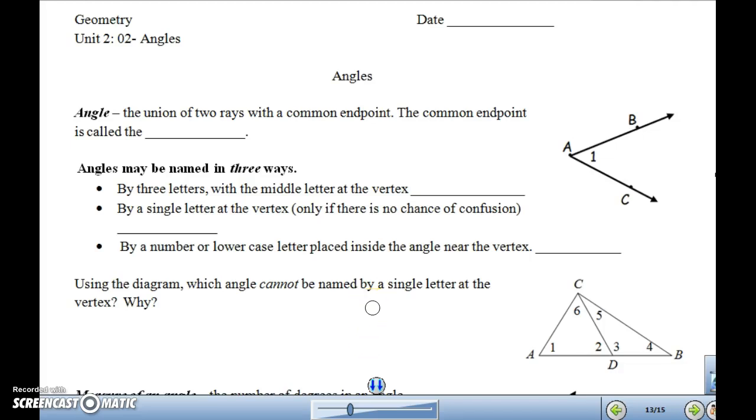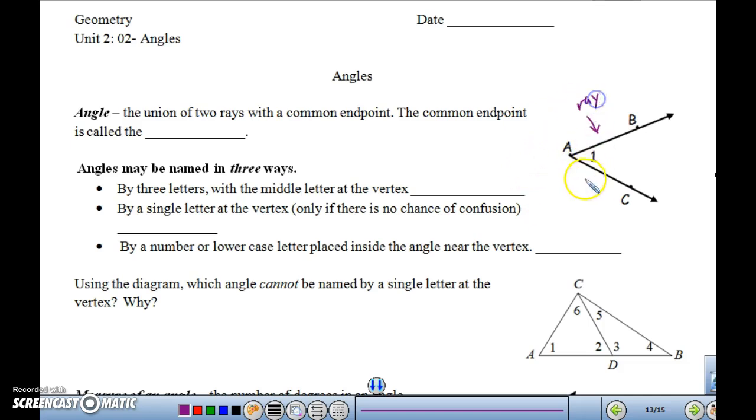This is Geometry, Unit 2, Lesson 2 on angles. An angle, by definition, is the union of two rays with a common endpoint. I have a picture over here of an angle. The two sides of the angle are called the rays. This is a ray, and this is a ray. And they meet at point A, right here, which is the common endpoint. This common endpoint is called the vertex.